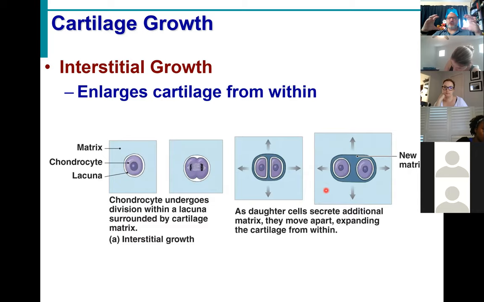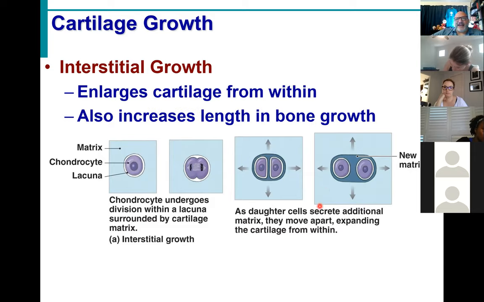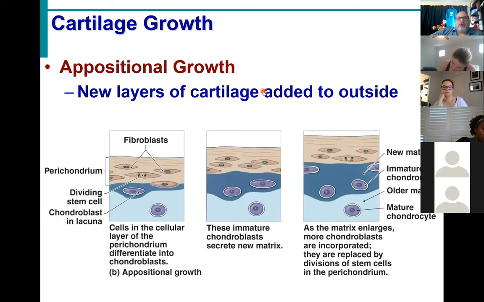This is how we're going to get a chunk of cartilage that is the shape of a bone. But like I said, this exact growth process, this interstitial growth, is going to be exactly what we use to grow the bone in length. All right, questions on that? All right, and here we see a nicer picture of that appositional growth. Again, notice here we have our matrix with our chondrocytes in their lacunas.